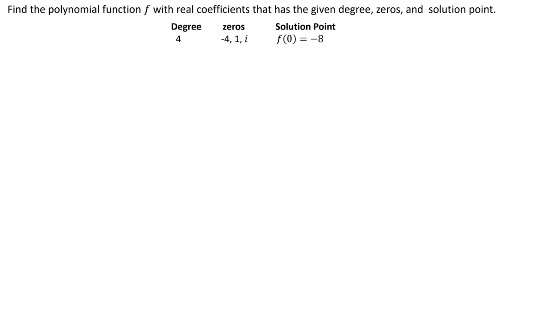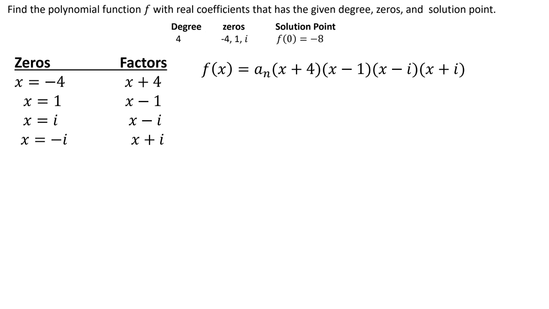Let's look at this one. This one is a little bit complicated to solve. It says find the polynomial function with real coefficients that has the given degree, zeros, and solution point. Okay, so again, the degree of the polynomial has to be 4. And then they give us these zeros. What these zeros mean is that x equals -4 is a zero, x equals 1 is a zero, and x equals i is a zero, okay?